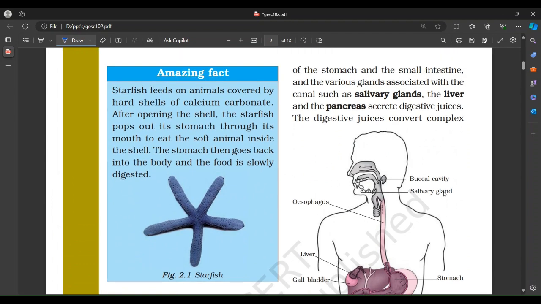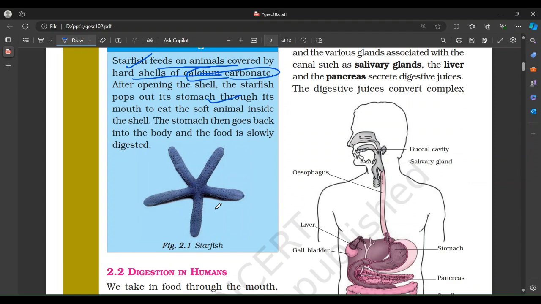We have one amazing fact here. Starfish feed on animals covered by hard shells of calcium carbonate. The food of starfish is shelled animals. After opening the shell, the starfish pops out its stomach through its mouth to eat the soft animal inside the shell. Here is the mouth of the starfish.